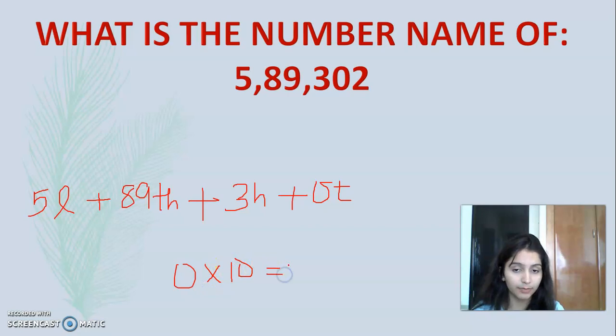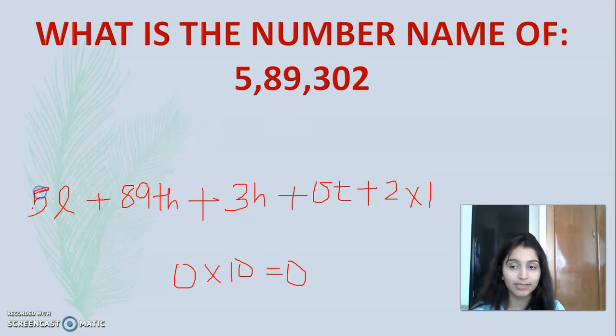So any number multiplied by 0 will always give you a 0. And then in the ones place, you have 2. That's 2 into 1, or just 2 by itself. Okay, so how would you read this number? Just how you've written it, we're going to read it in the same way.